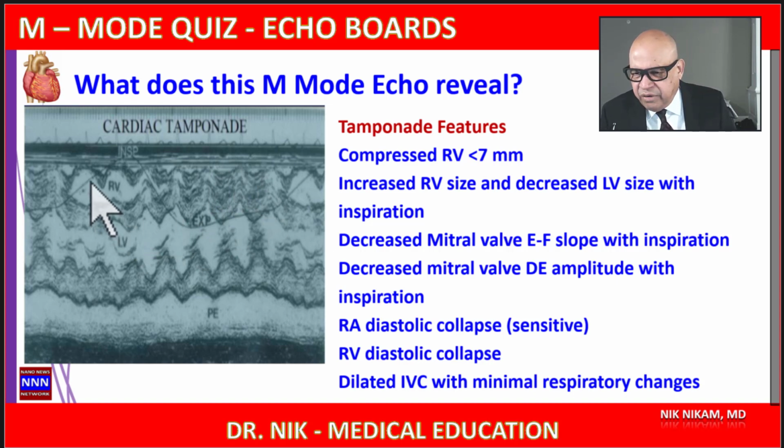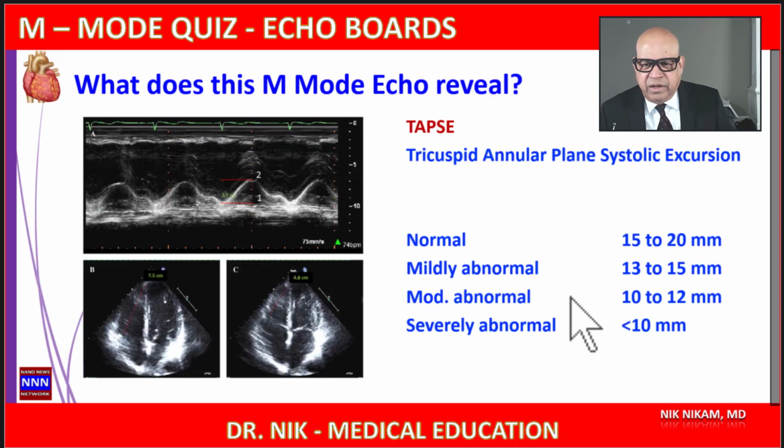But nonetheless, here we can see there is RV diastolic collapse. Obviously, these patients will have a dilated inferior vena cava with minimal changes during respirations. This is an example of measuring TAPSE, T-A-P-S-E, tricuspid annular plane systolic excursion.